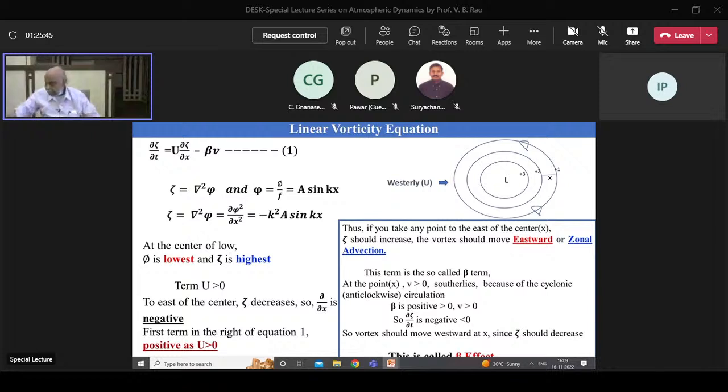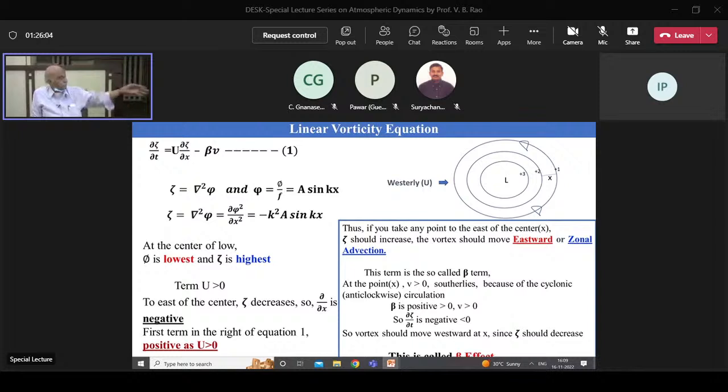This is very, very important. Whatever you put on the paper equation, you should see that in the atmosphere, the movement. So, u d zeta by dx is negative. Is it not?